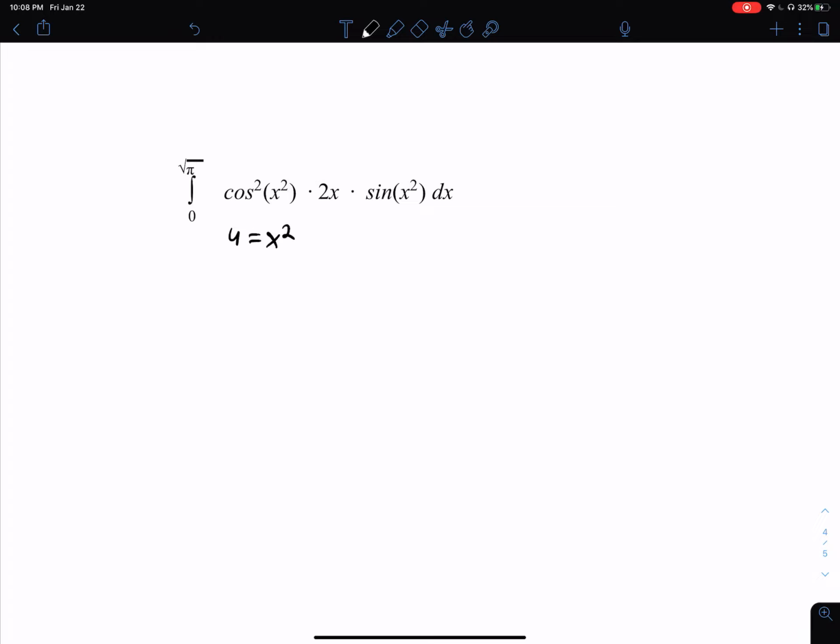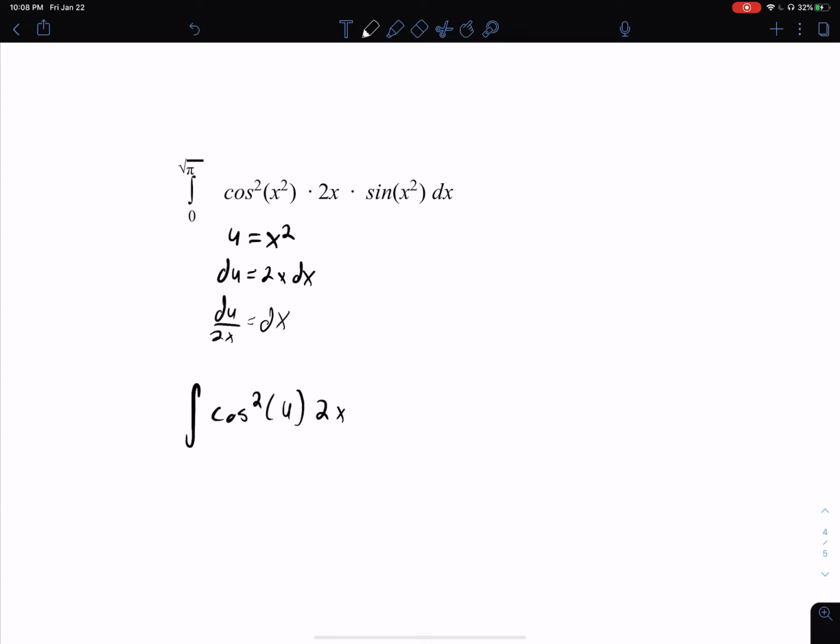So I do that. du is equal to 2x dx. So then du over 2x is equal to dx. And then you substitute everything. I'm going to leave the bounds empty for now because when you change it in terms of u, it changes the bounds.